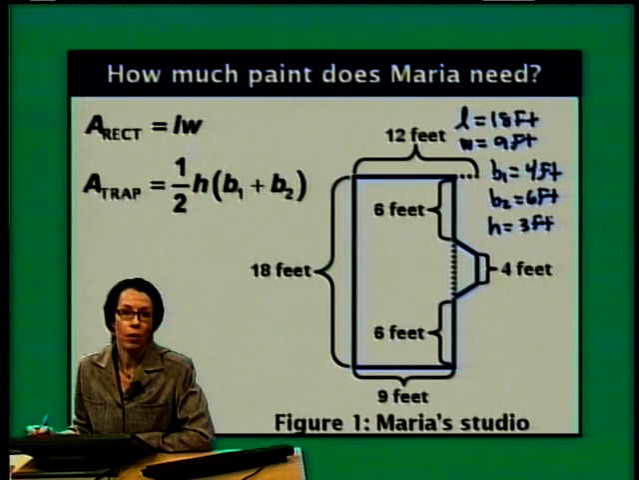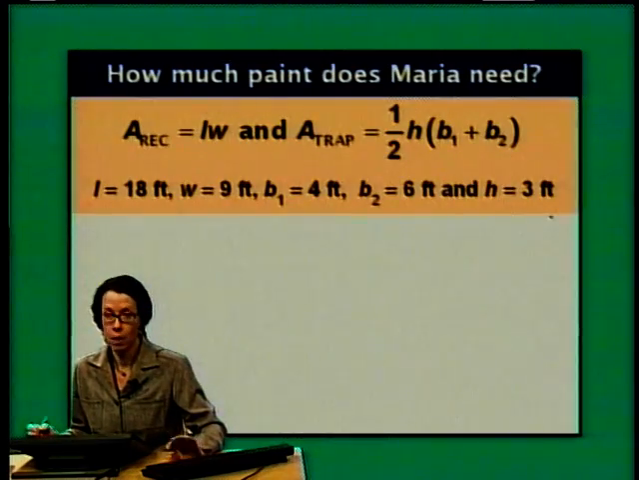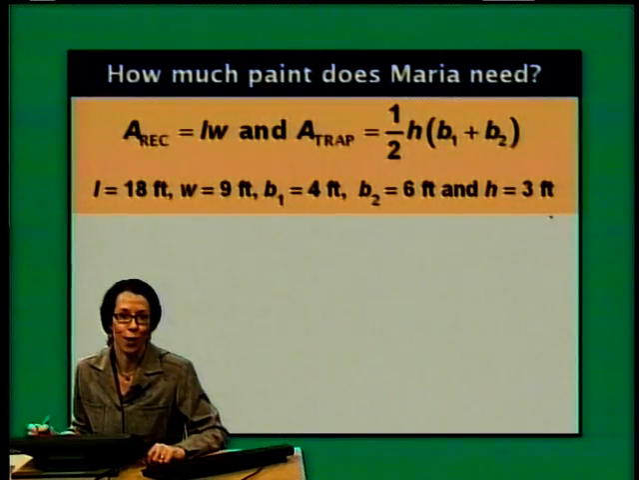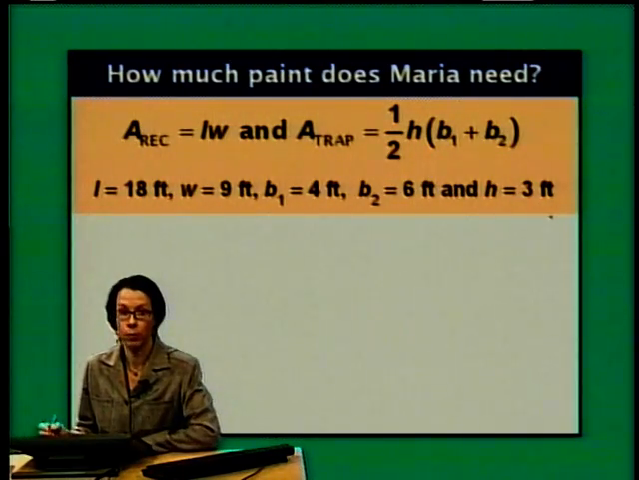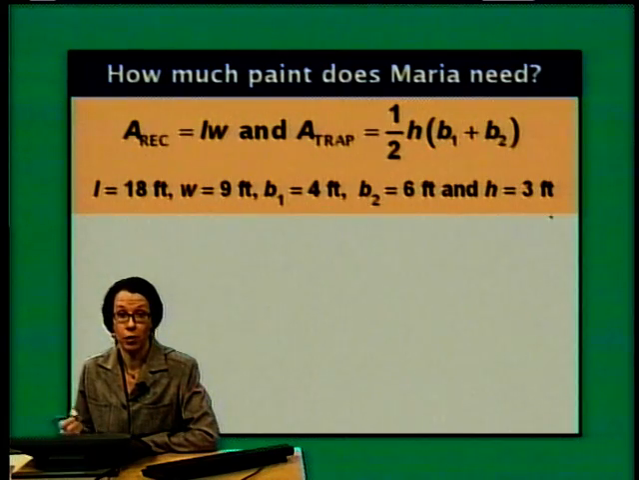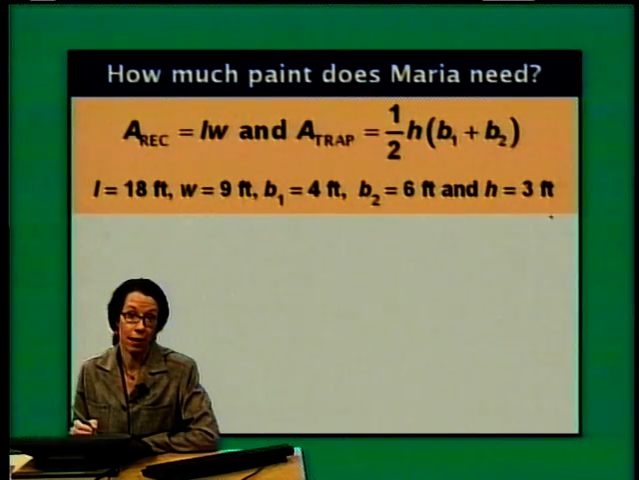So we have all the information we need to calculate the measure of Maria's ceiling. On this slide, I've just recorded all of that we wrote down. Let's do the calculation. We need to calculate the measure of Maria's ceiling. So I'm going to just add up the area of the rectangle to the area of the trapezoid.